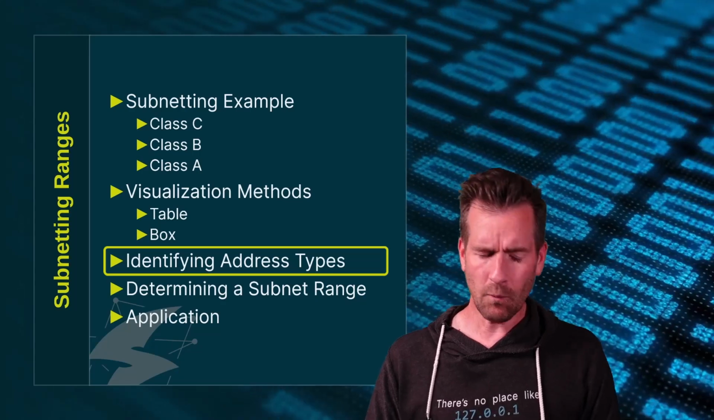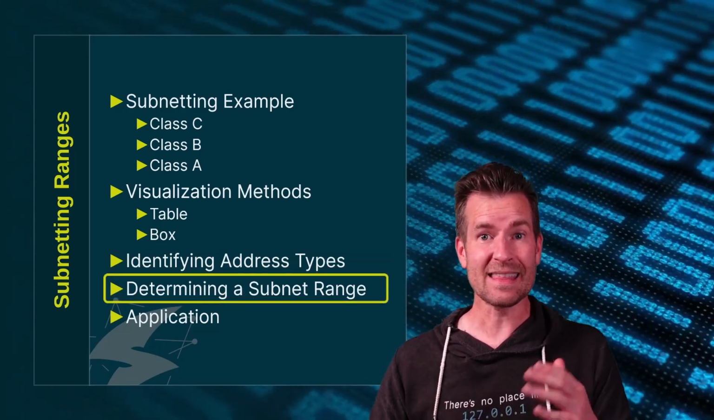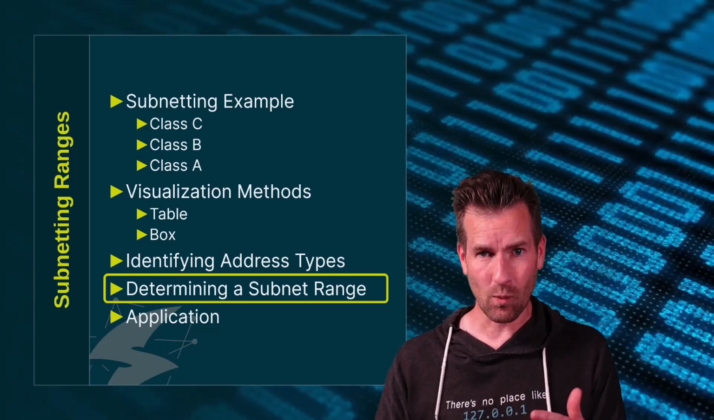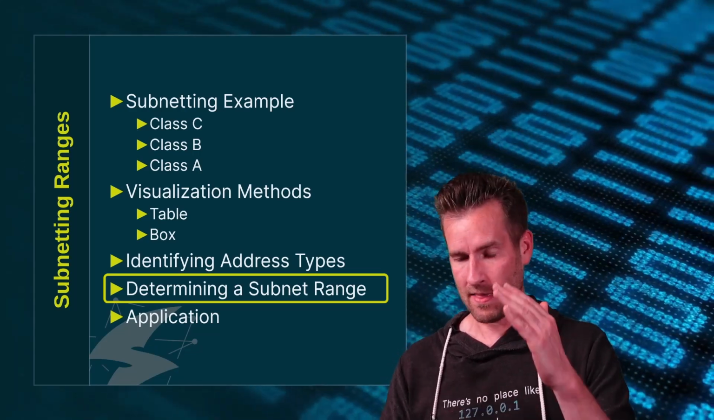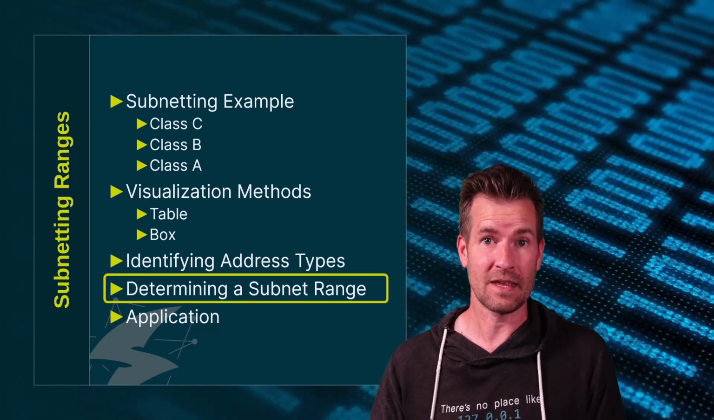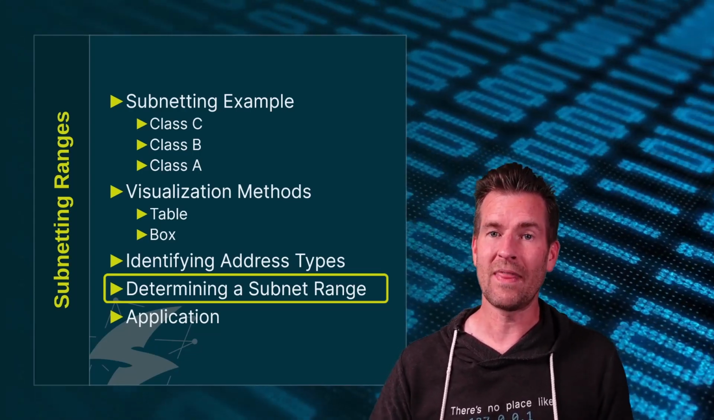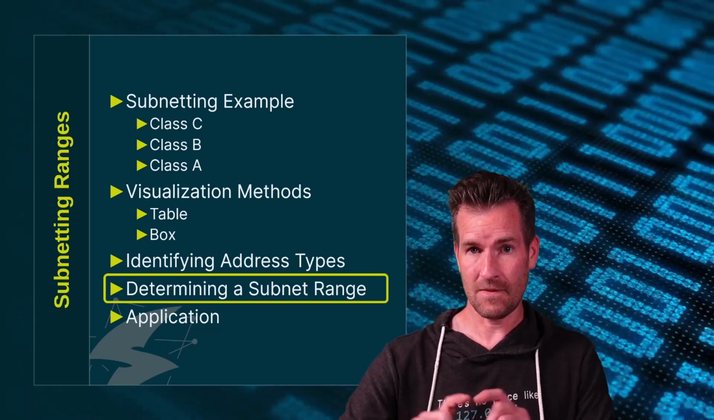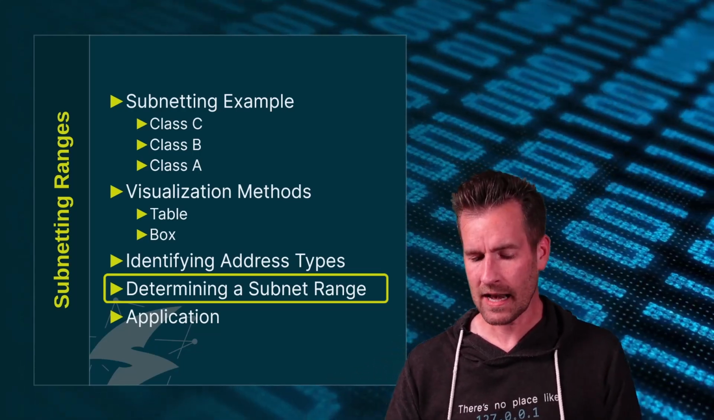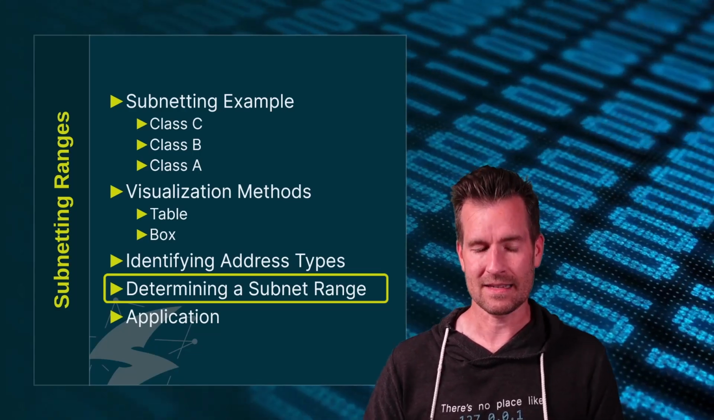Then we'll get into determining a subnet range, because it can get quite lengthy if you're figuring out every single network that you've broken things down into, but maybe you just want to figure out what the 150th network is or the 200th network is. Well, we can determine what that network is and figure out what the range of that is. And you're going to need that for quickly identifying what types of addresses there are.